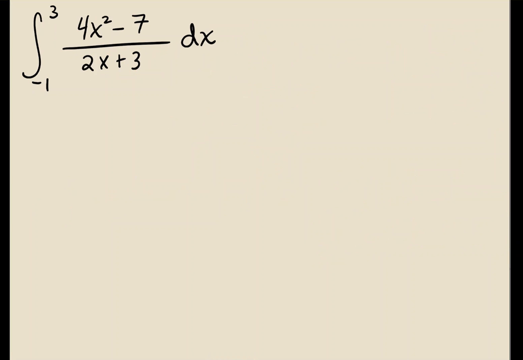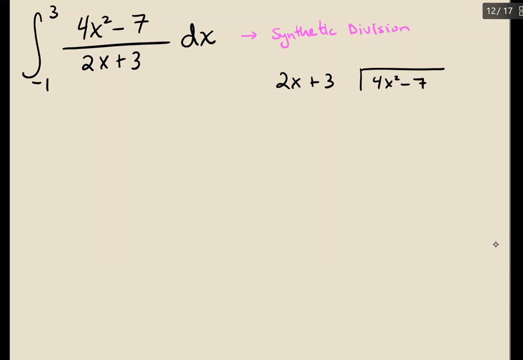Now, as we look to integrate this next expression, we notice that the power of the numerator is higher than the power of the denominator. So this tells us that we need to work through synthetic division to simplify this fraction. So from synthetic division, we are going to put what's in the numerator inside our box. And we think, what times 2x would give us a 4x squared? That would be a positive 2x.